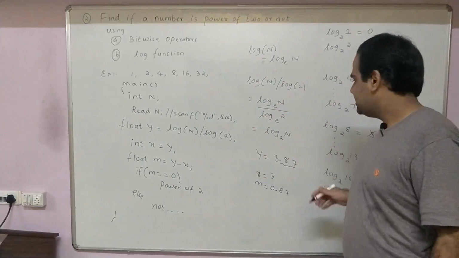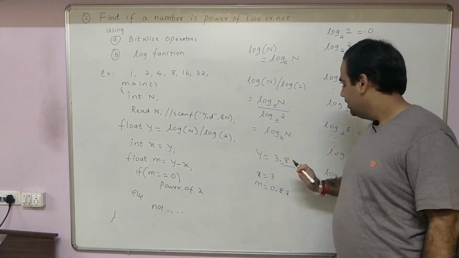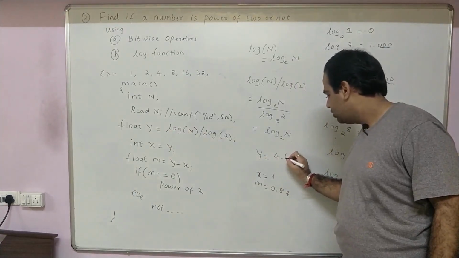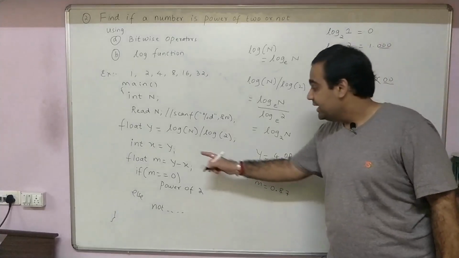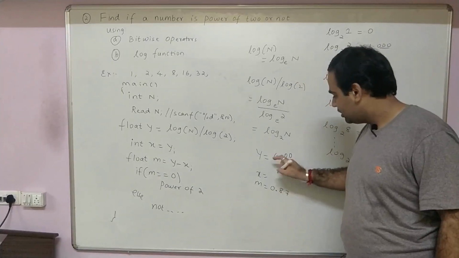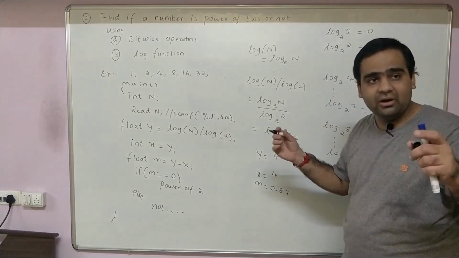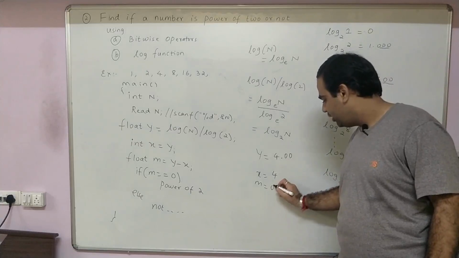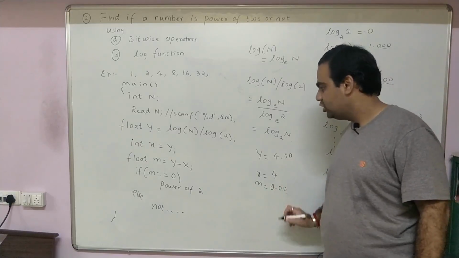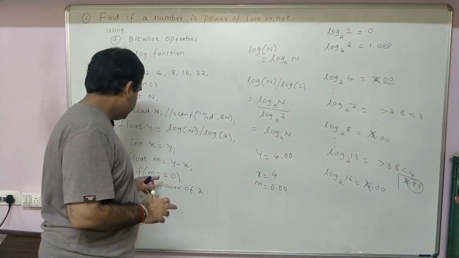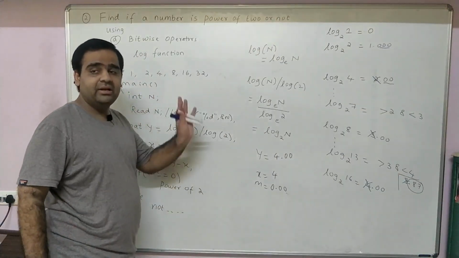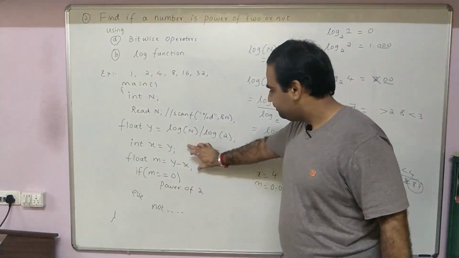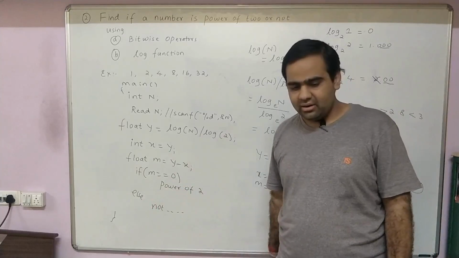Now let's take the number as 16. What is log 16 to the base 2? It is equal to 4.00. Therefore the value of y will become 4.00. Int x equal to y, therefore the value of x will become 4. The decimal part won't be stored. m is equal to y minus x, which is 4.0 minus 4, which is 0.000. Now is 0.0 equal to 0? Yes, and it says it is a power of 2. This is how we take out the decimal part and the integral part.